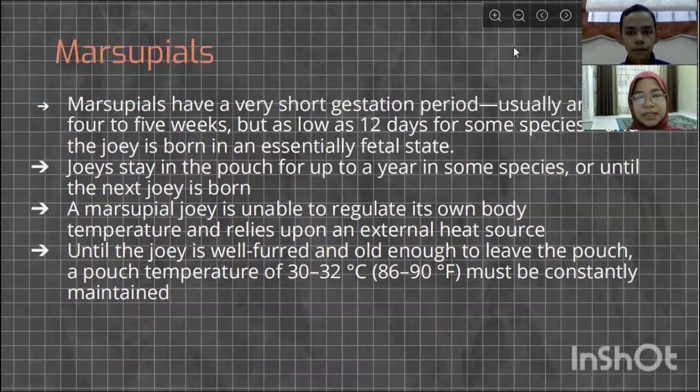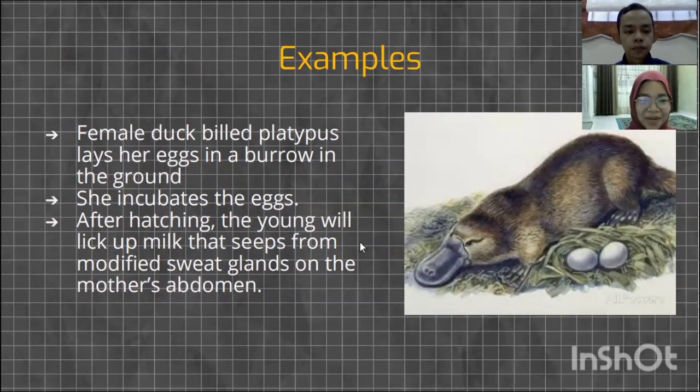Okay, so these marsupials have a very short gestation period because, as I said before, they will continue to develop outside the mother's body, which means the mother will only be pregnant for around 4 to 5 weeks, and then further development occurs outside the mother's body. That is what I meant by short gestation period. The joey is born in an essentially fetal state. The young will lap up milk that seeps from modified sweat glands on the mother's abdomen, which is the mammary gland.